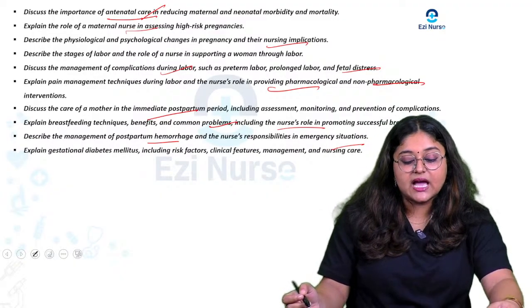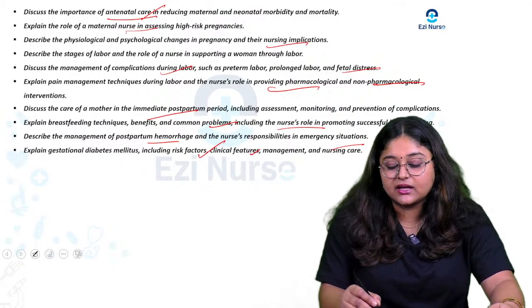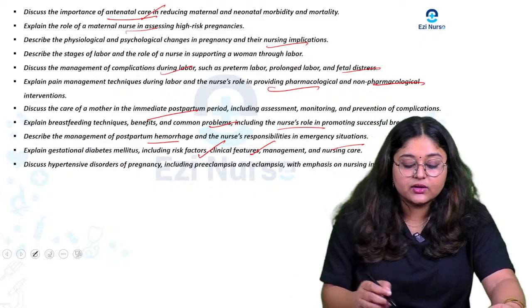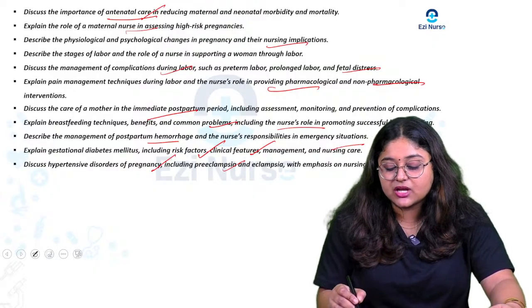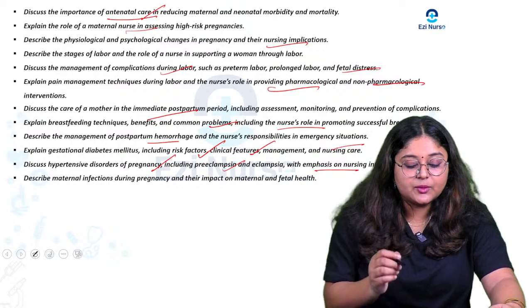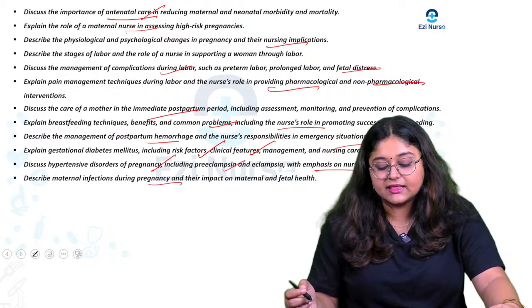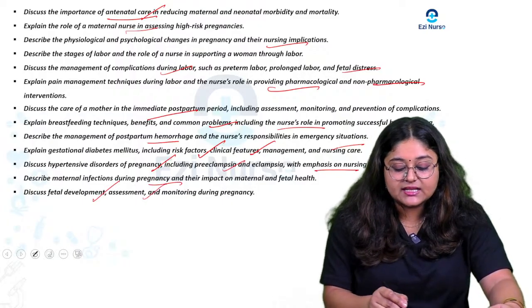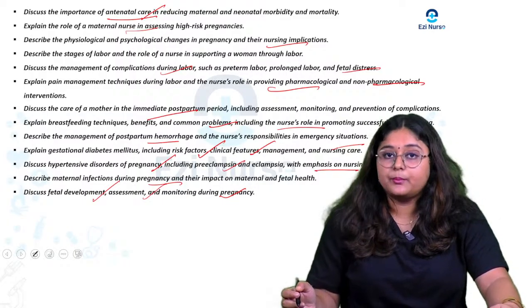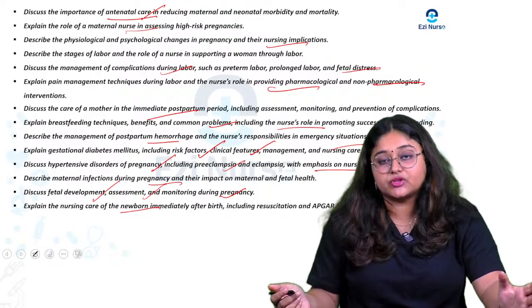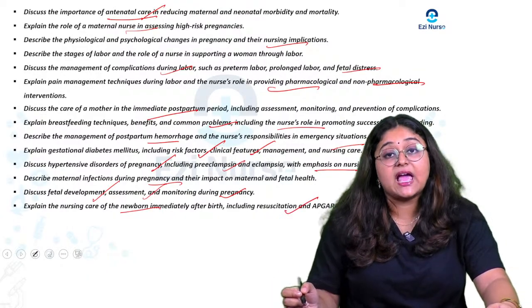Explain gestational diabetes mellitus, including risk factors, clinical features, management, and nursing care. Discuss the hypertensive disorders of pregnancy, including preeclampsia and eclampsia, with emphasis on nursing interventions. Describe maternal infection during pregnancy and its impact on maternal and fetal health. Describe fetal development, assessment, and monitoring during pregnancy. And next question, explain the nursing care of the newborn immediately after birth, including resuscitation and the APGAR score.